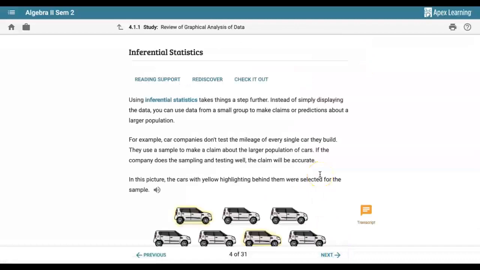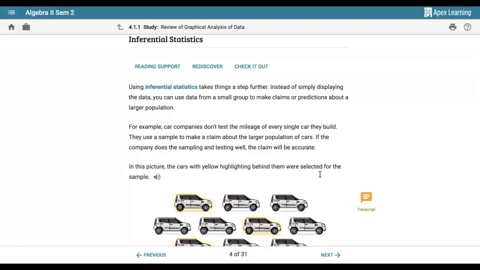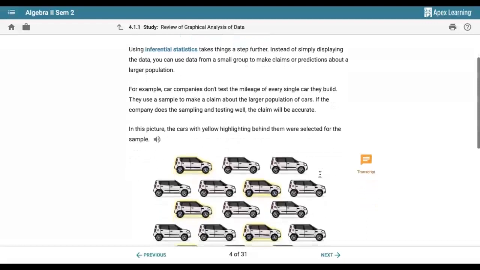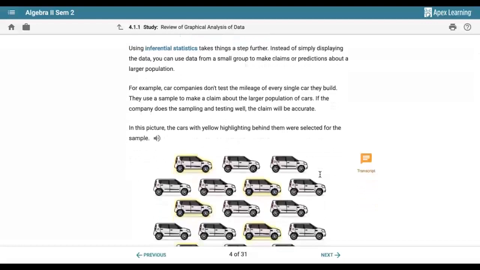All right, so then taking a deeper look at inferential statistics. This is taking things, like I said, a step further. Instead of displaying the data, we're going to try to make a claim or prediction based on this. You might hear this a lot on the news: we project that, or the projection is that. That's an educated guess. That is an example of inferential statistics.